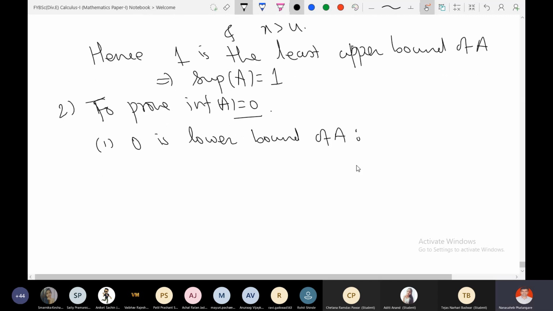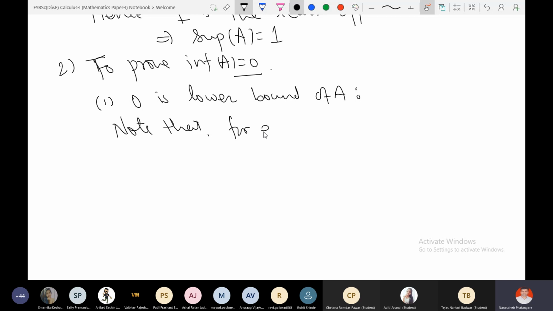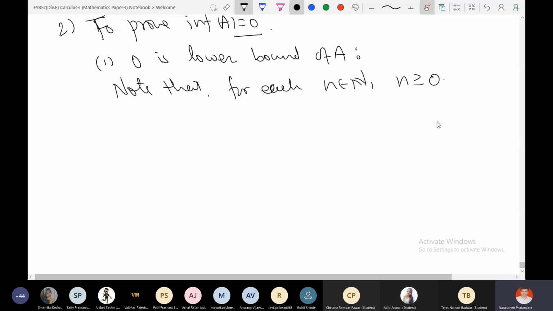So 0 is a lower bound, it is obvious, because note our previous knowledge, right? Previous means whatever we discussed about real numbers. So each natural number is positive. In fact, it is strictly positive. Therefore we know that if a number is positive, its multiplicative inverse is also positive. So 1 by n is also positive, right? For all natural numbers.